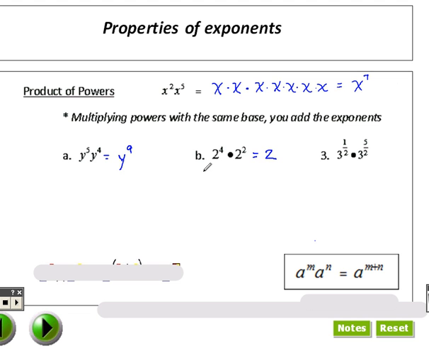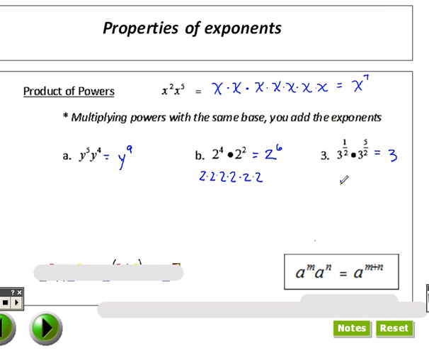I have 4 factors of 2 and 2 factors of 2. In total, I have 6 factors of 2. 2 to the 6th. And here, same base, 3, 3. So I can use this rule, keep the same base.